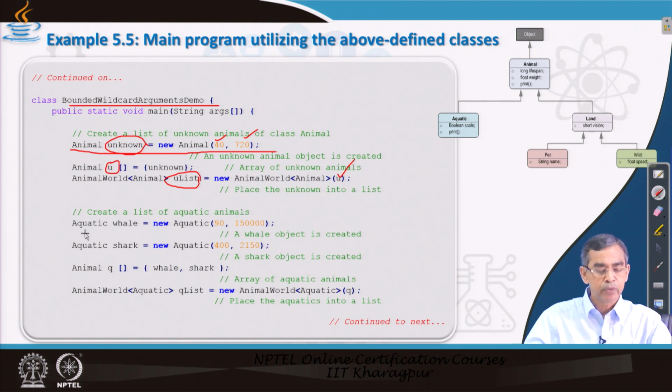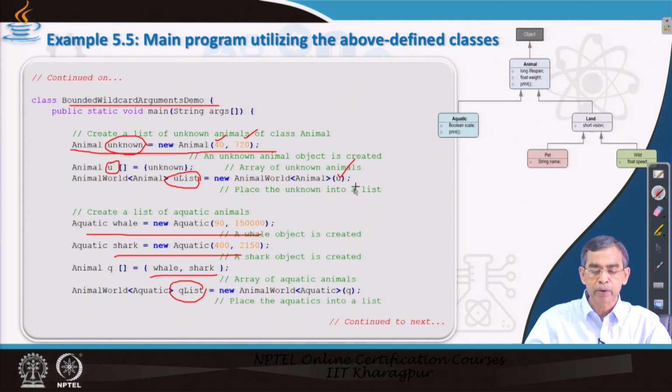Now, similarly, we create other arrays, the collection of all whales and sharks, creating them in an array of all the aquatic animals, and then create another list, just like u list for unknowns, a q list for aquatic.